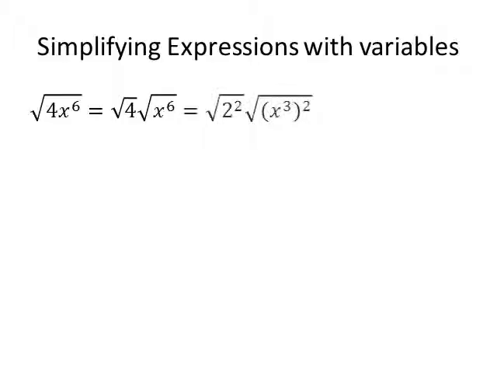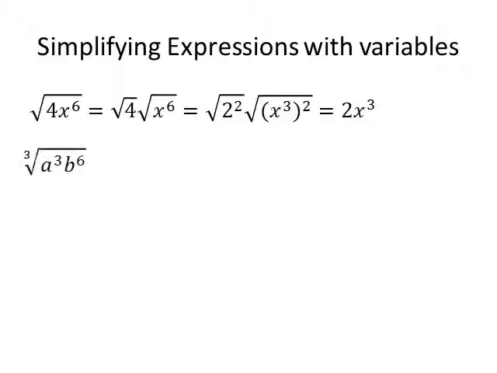Well, 4 I can rewrite as 2 squared, and x to the 6th I can rewrite as x to the 3rd, squared, because when you have a power raised to a power, you multiply the exponents together. So 3 times 2 would give me 6. If you'll notice now, the squared can cancel off the square root of the first radical, and the squared can cancel out with the second radical as well. So what's left is 2x to the 3rd.